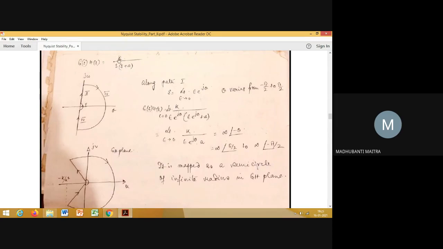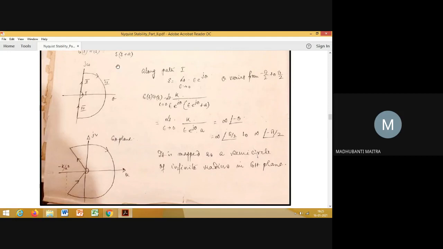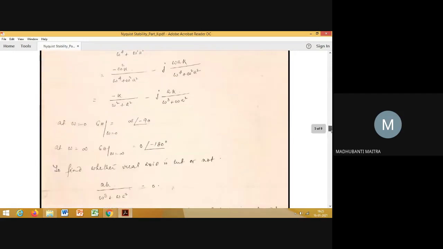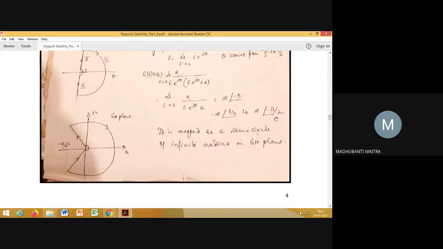Hence, what will be the magnitude of GH phasor? Omega is 0, the magnitude will be infinite, right? And the phase angle, because of this S term in the denominator, will be minus pi by 2. So when omega is equal to 0, the GH phasor will be represented by infinity angle minus 90 degree, right? And we can check that path 1 exactly terminated at that particular point, infinity minus pi by 2, and from that point only path 2 is originating. Hence we are getting a closed contour.